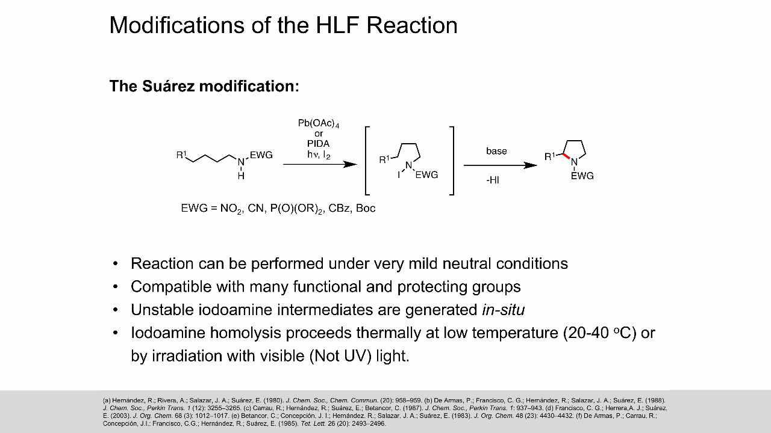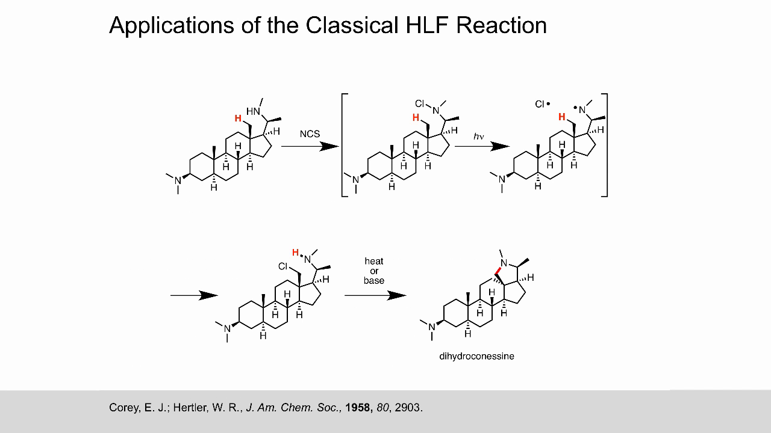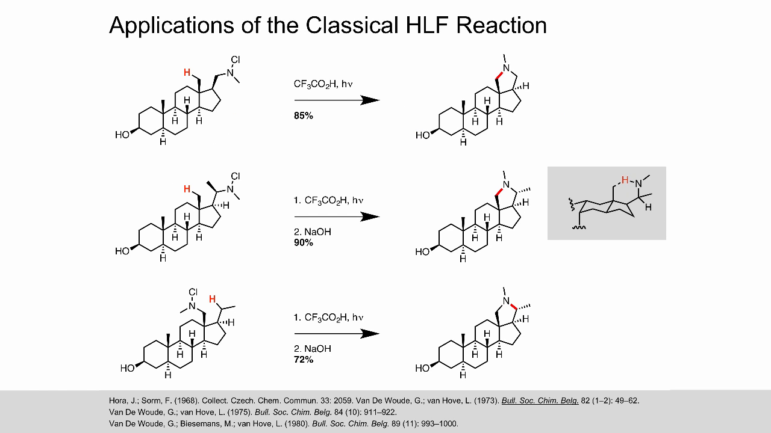There are a number of advantages to this strategy. This report from the Corey group built upon their mechanistic work to develop a rapid entry into the steroidal alkaloid derivative dihydroconessine. In the 1970s, the groups of Hoare and van der Woerd expanded on this chemistry in the preparation of a range of conessine steroidal alkaloid derivatives using the classical HLF reaction conditions with a strong acid. It was proposed that the ease and efficiency of this reaction was due to the nature of the steroidal substrate.